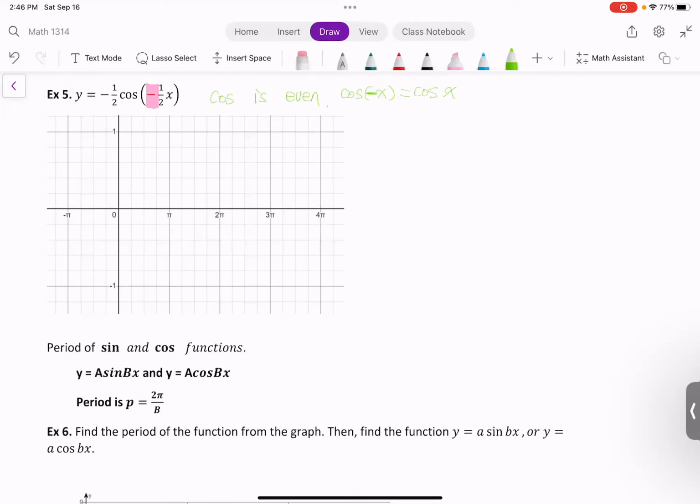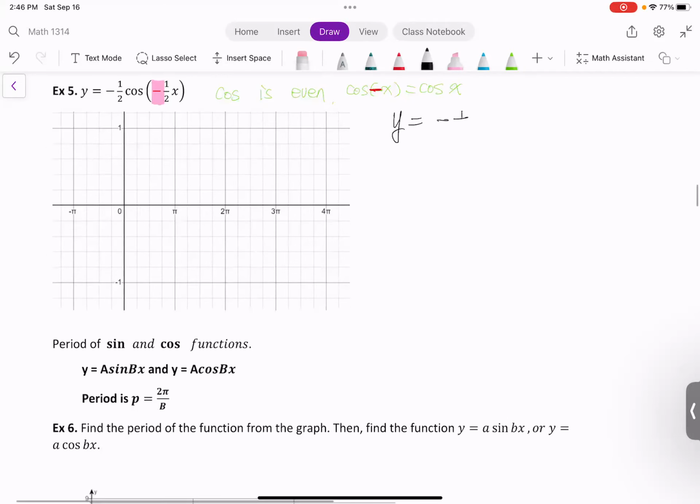If I have a negative sign here, I can get rid of the negative. Then the graph I'm looking for is y equals -1/2 times cosine 1/2 x, without the negative sign, because cosine is even. I can take away that negative sign. And how to graph it?